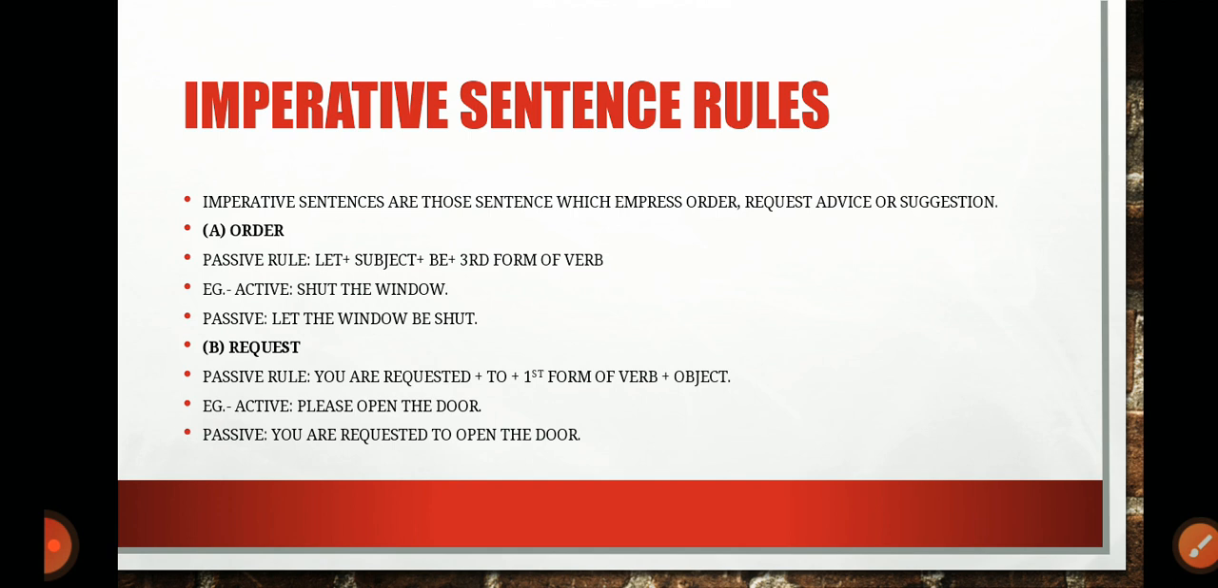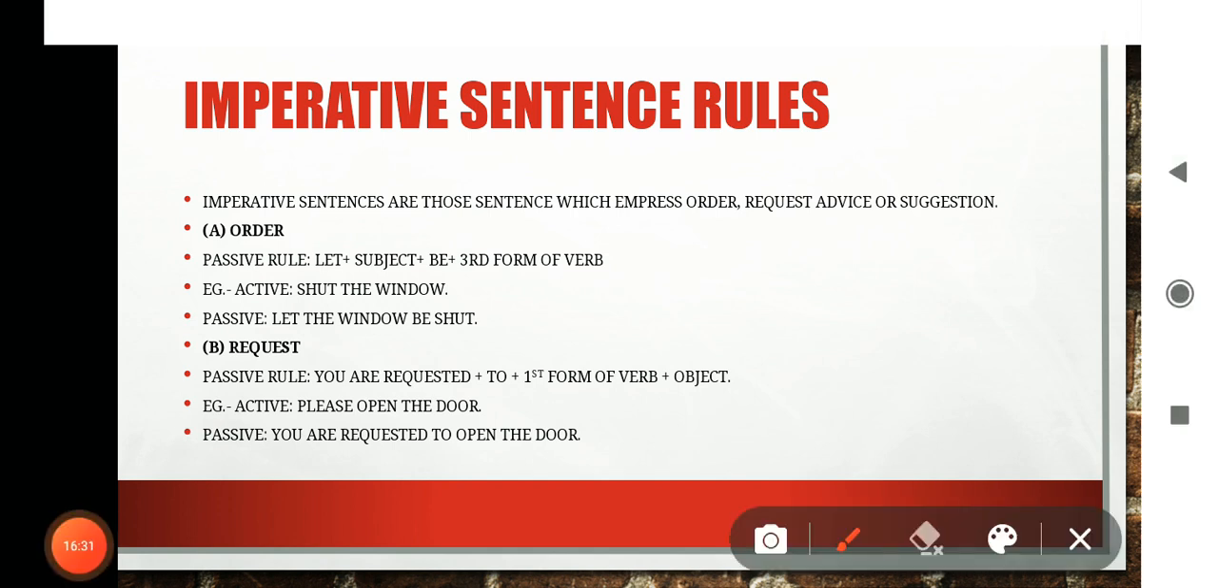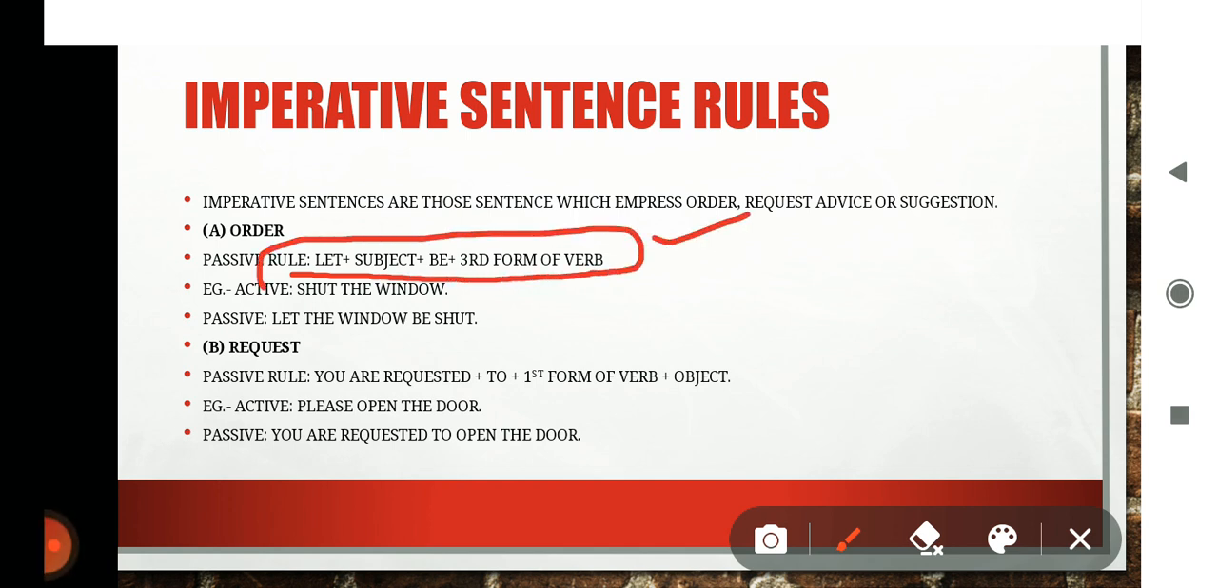For example, this is just a structure as I have written here, children. This is just a structure. Let plus subject plus be plus third form of verb is just a structure. How do you have to apply this structure? Example, active: shut the window.